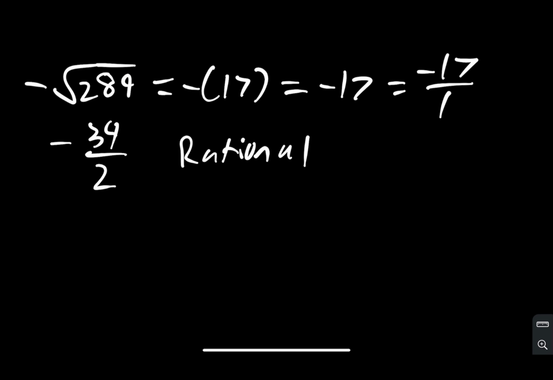So it is rational. We can write it in that integer over integer form. Now we need to determine the decimal place behavior. Negative 17 ends at the 17. There's no more decimal places that continue. So therefore, it's going to be terminating decimal places.